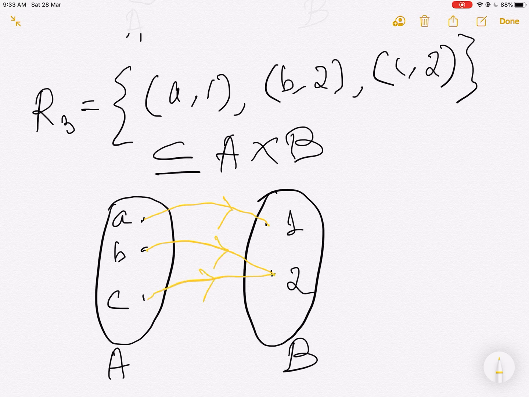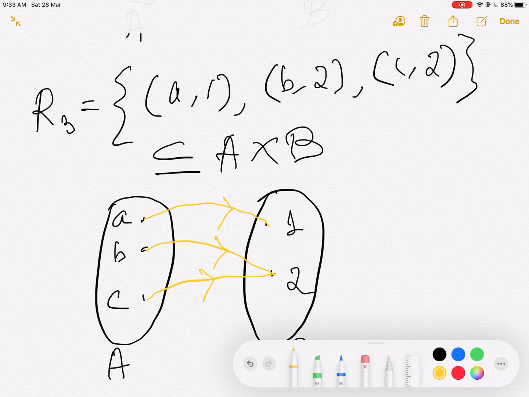So as you can see here, all members of the first set are mapped or associated with all members of the second set. So basically, a relation between two sets is to associate or pair some or all members of the domain set, which is the first set, to some or all members of the codomain set, that is the second set.